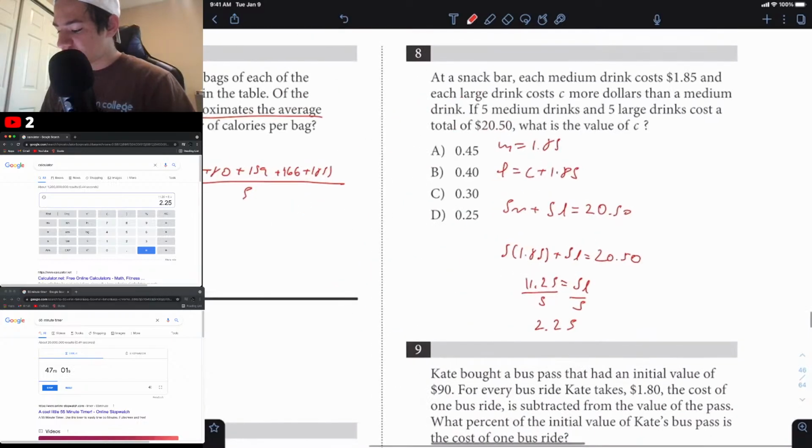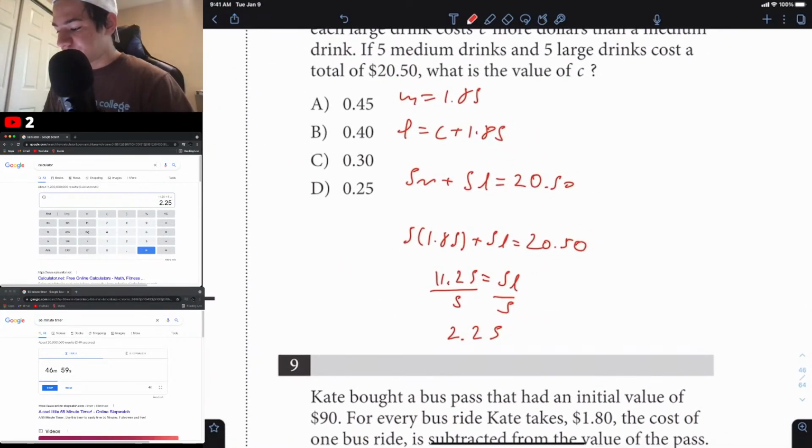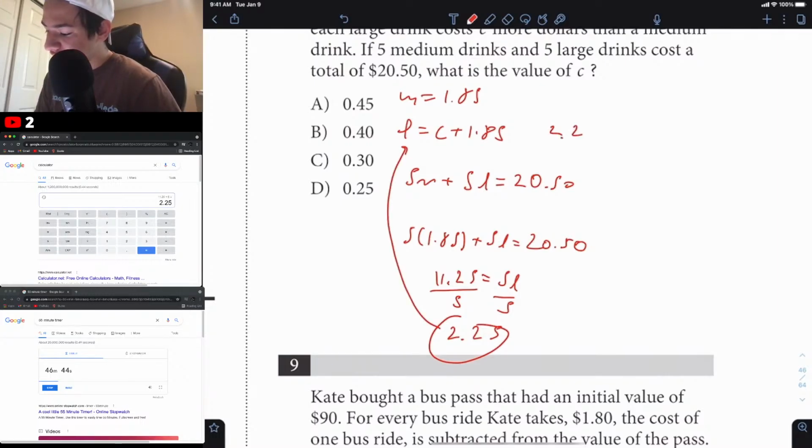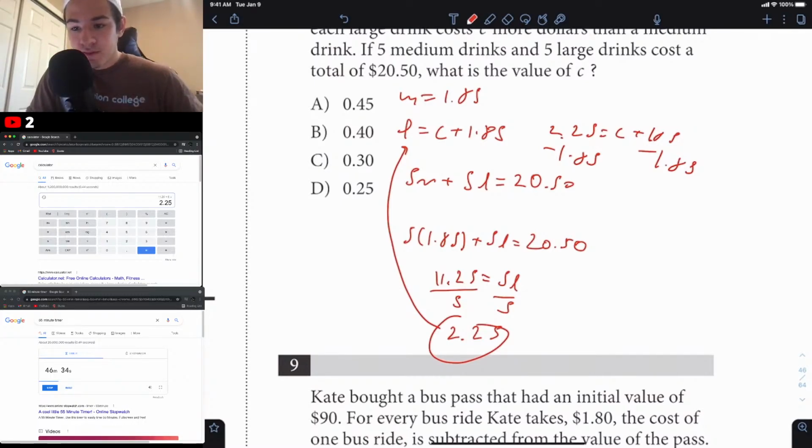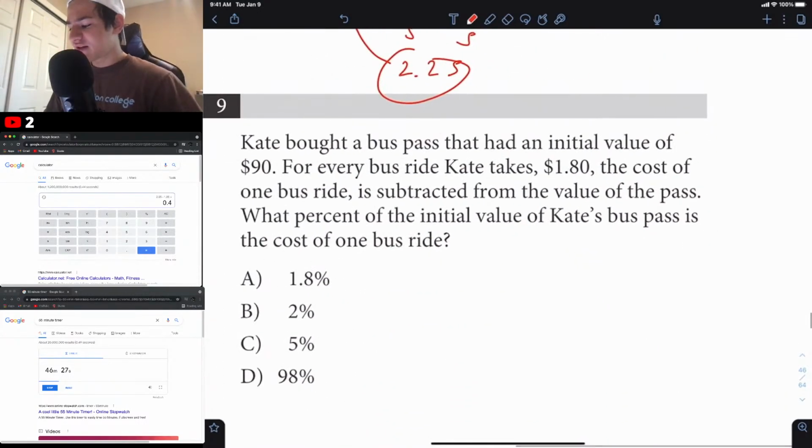2.25, and we want the value of C, because L is equal to C plus 1.85. So we can plug that in: 2.25 equals C plus 1.85. If we subtract 1.85 on both sides, we should get the value of C. And that's going to give us 0.4. So option B.